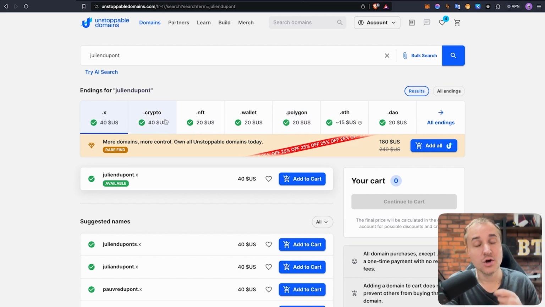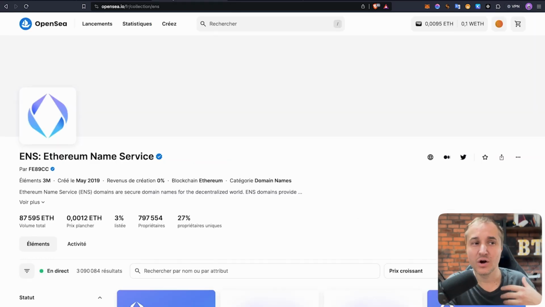So you will obtain this domain in the form of an NFT. And because of this, it's your digital property. Once you buy it, it's yours until you resell it. And of course, it is possible to sell your domain name, in crypto, in .ethereum, and so on, on an NFT exchange platform like OpenSea, for example.